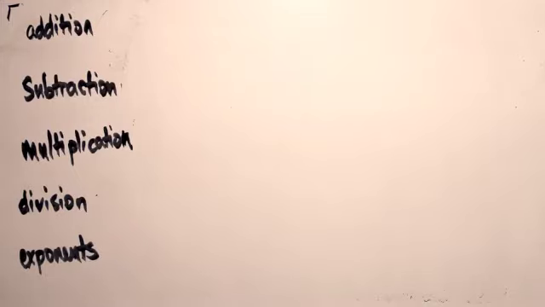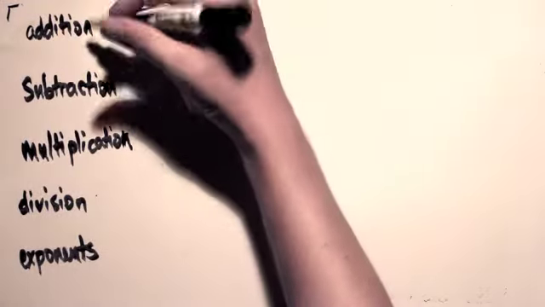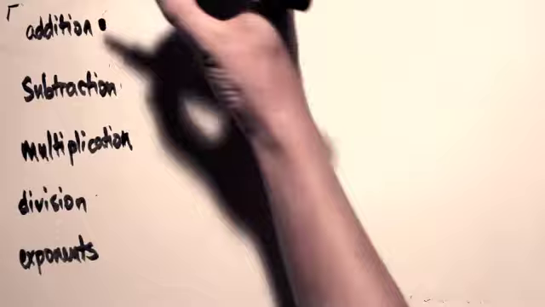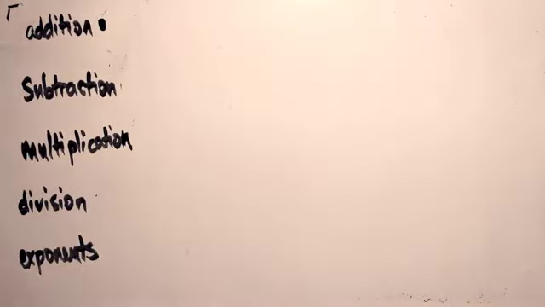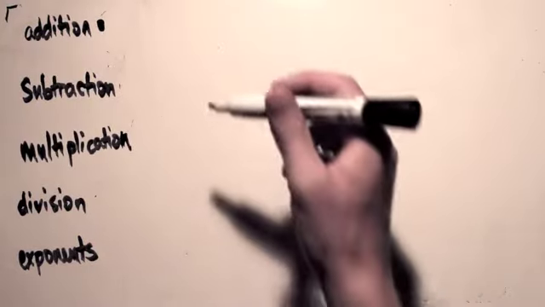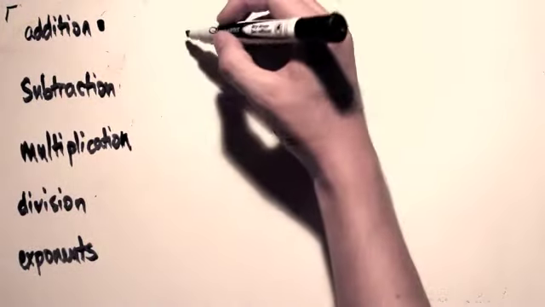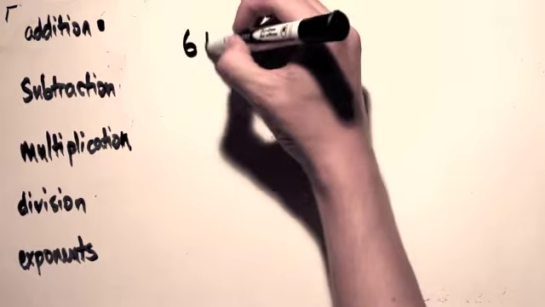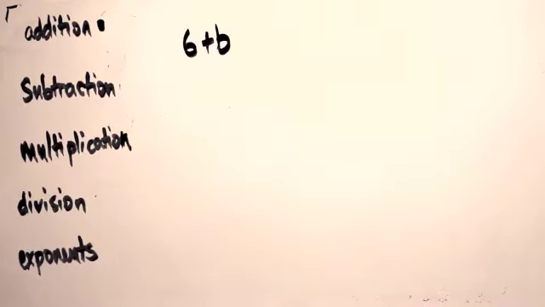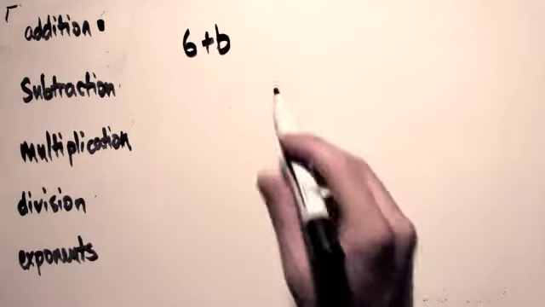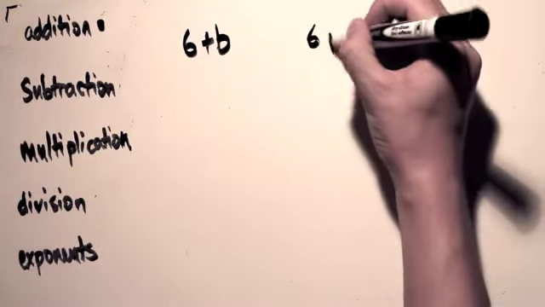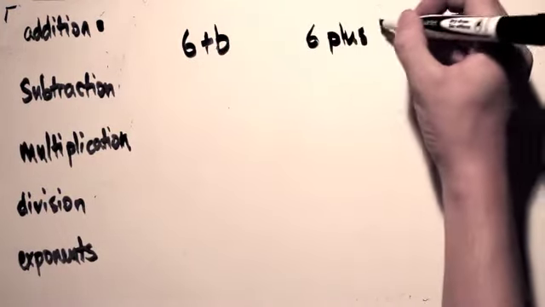So let's start by looking at the operation of addition. I'm going to put a dot to indicate that that's what we're doing right now. We're going to look at an expression of addition that has a variable included in it and make sure that we know how to verbalize that in every possible way. So we look at the expression, say, 6 plus b. That's one way that we can verbalize that: 6 plus b.